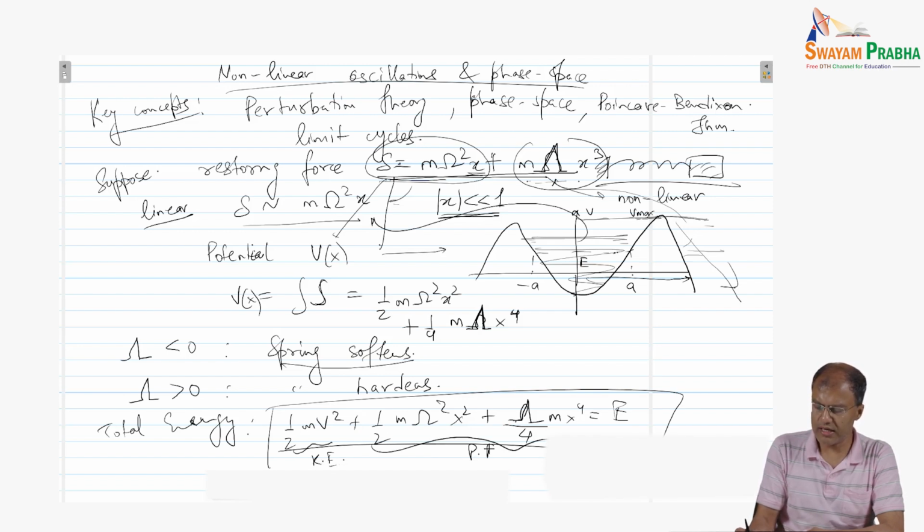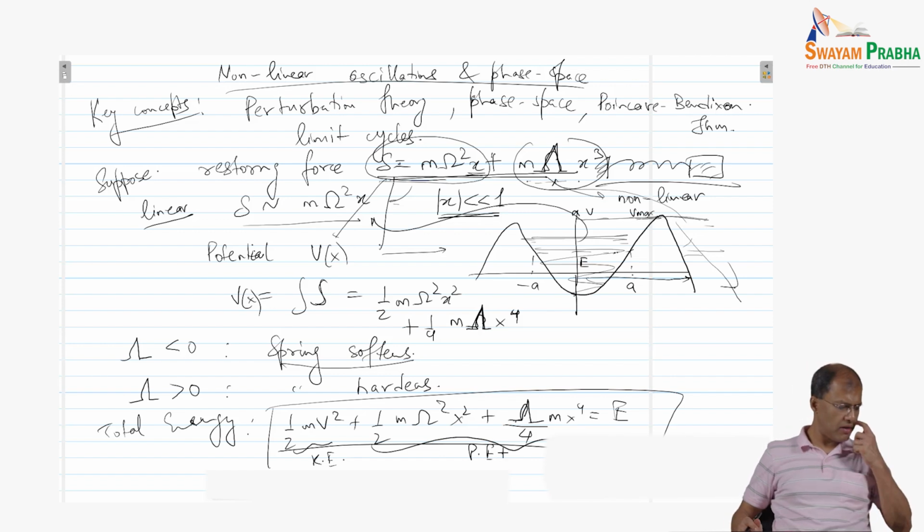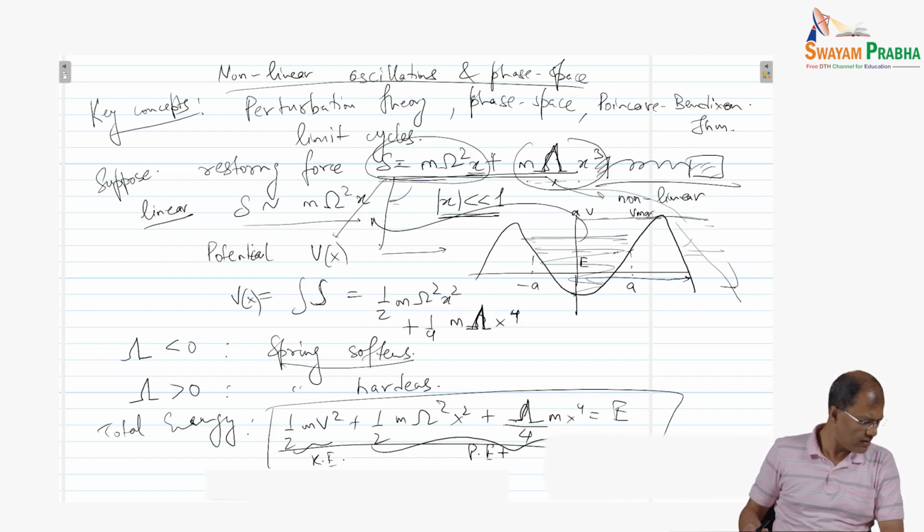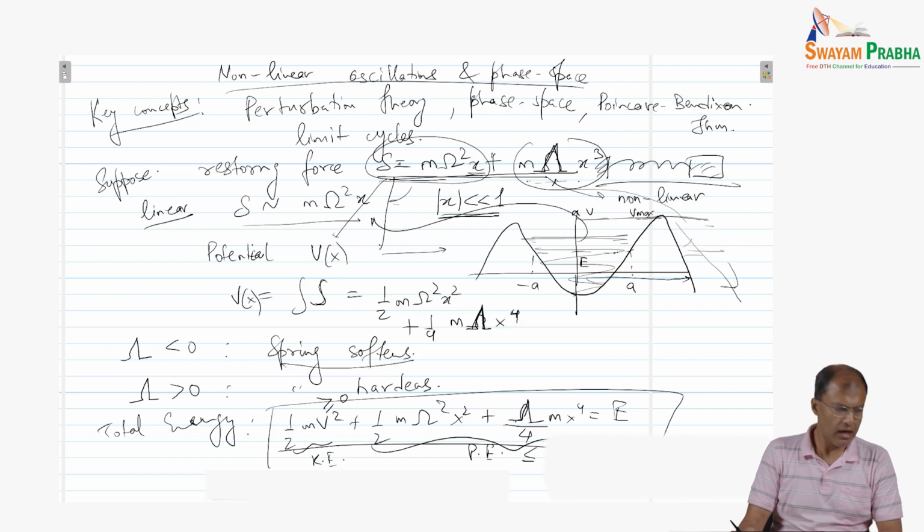So the potential energy plus the kinetic energy. So this is what we have. Okay, so then because the kinetic energy is always non-negative, we expect the potential energy to be bounded above by the total energy of the system. This is the standard argument that we have always put forth.